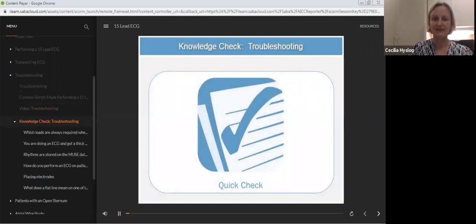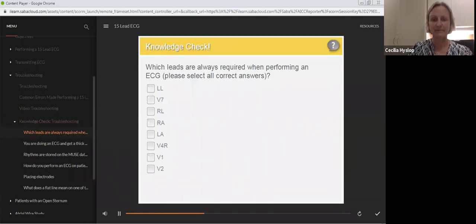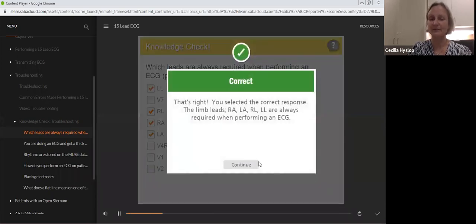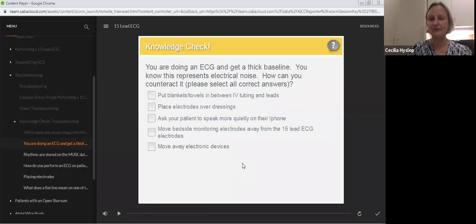Okay, so next is our knowledge check on troubleshooting. So which leads are always required when performing an ECG? So please select all answers that apply. So we always need to have our limb leads on. Just going to select them. And remember, in a hurry, we're going to put them on first and take the outer 2 of our leads, so the limb leads from our manifold, and put them on those stickers. And then we can take our time and do V1 through V7.